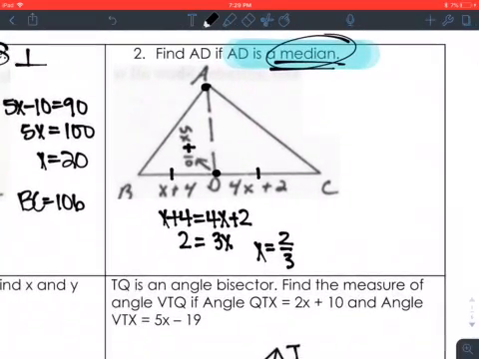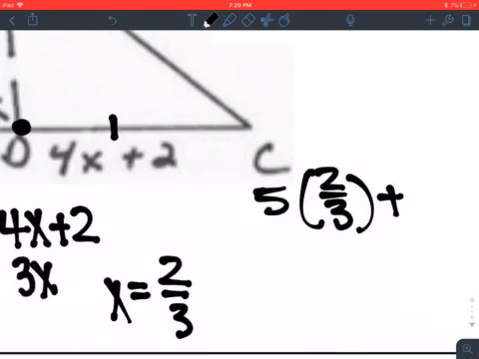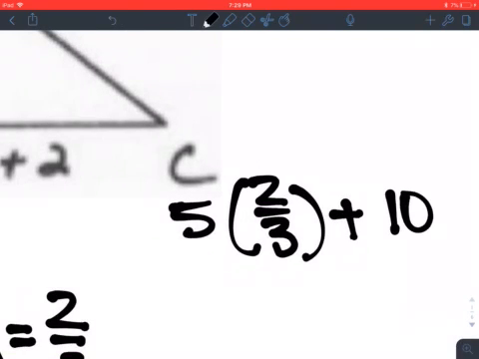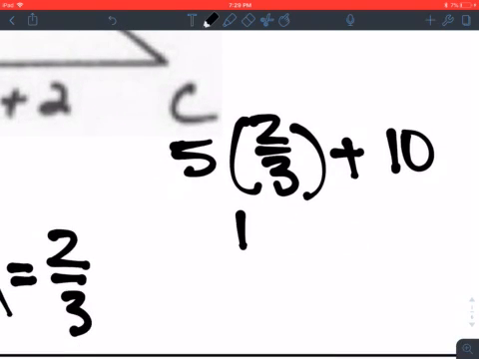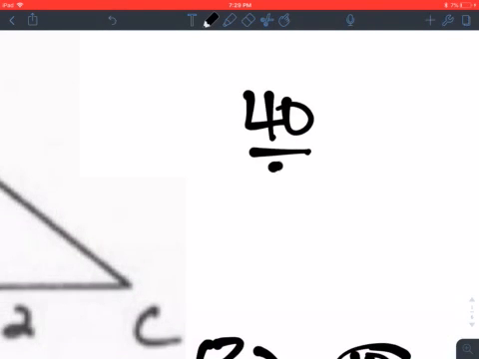Now we need to plug that back into AD. So we have 5 times 2/3 plus 10. Just working with fractions, this becomes 10/3. Then I'm going to change that 10 so that it has a common denominator, which is 30 over 3, which is how I got that the length of AD is 40/3.